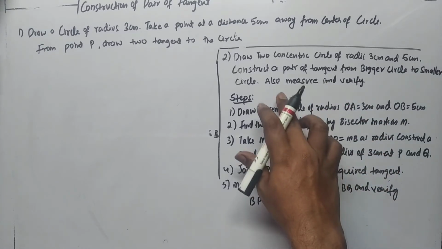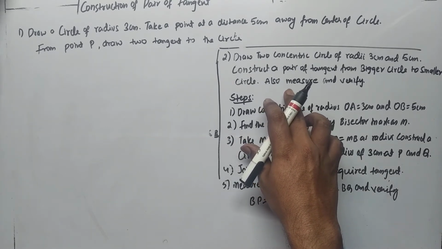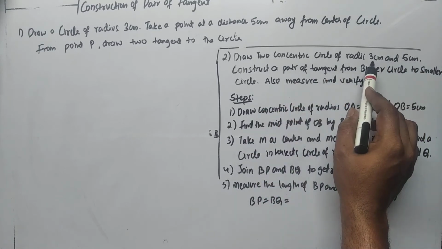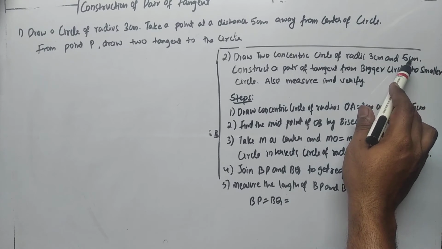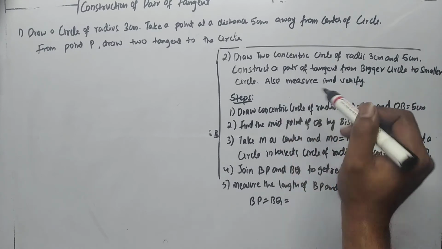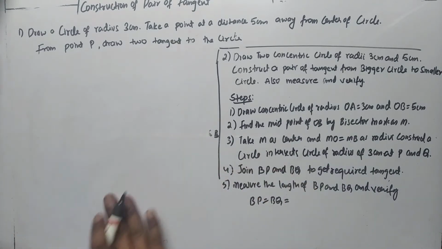Okay. So actually I have just modified the question. The question which is given in the textbook is: construct a pair of tangents to the circle of radius 3 centimeter from a point on the concentric circle of 5 centimeter, and also measure their lengths and verify with the help of an actual calculation. So I will just follow the steps.